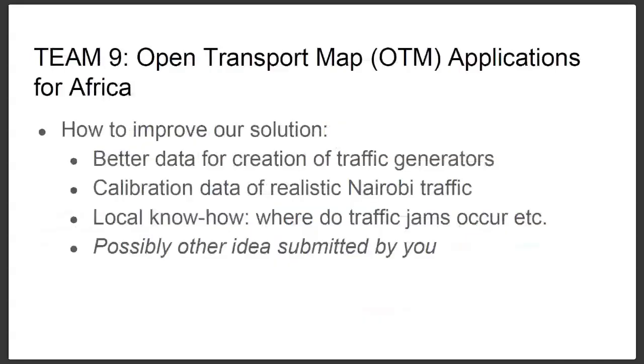To summarize, where at least I see a possible place where you can help us and where we would like to collaborate with you is gathering data for better creation of traffic generators. It's also the calibration data of realistic Nairobi traffic, and it's local know-how about where the traffic jams occur, so we can actually test our traffic model if it's realistic or not. And of course, there might be something that I overlooked. There might be some great idea that I didn't think of, and I would like to hear that from you and actually discuss that, and maybe we'll find a different job that we can do together in the next month.